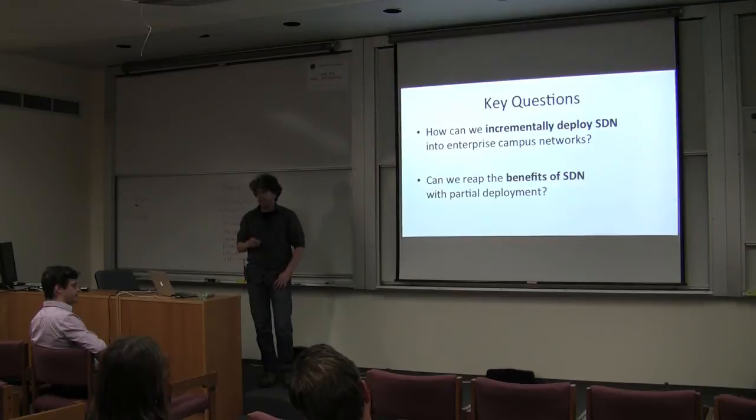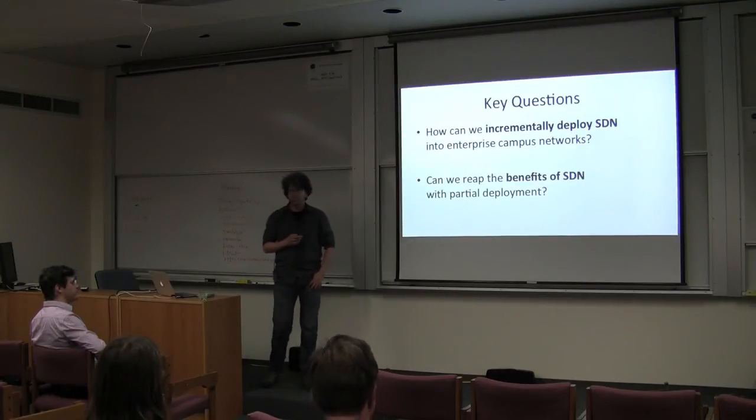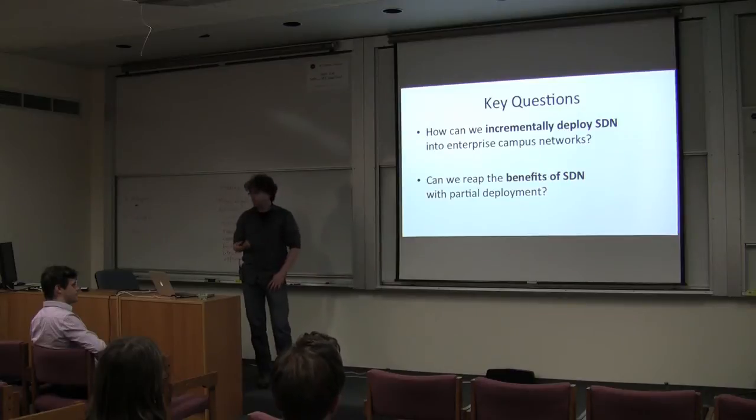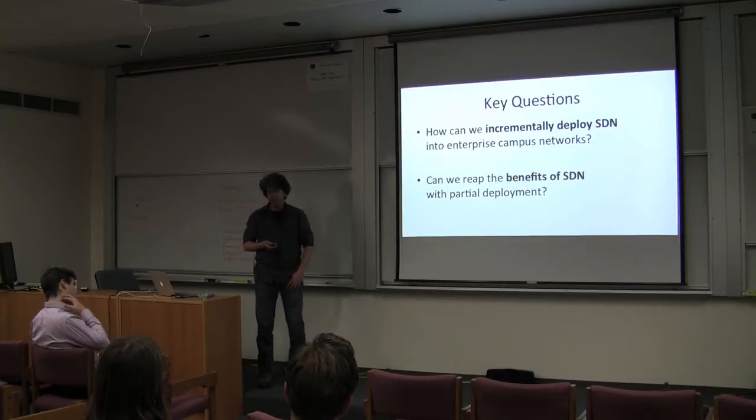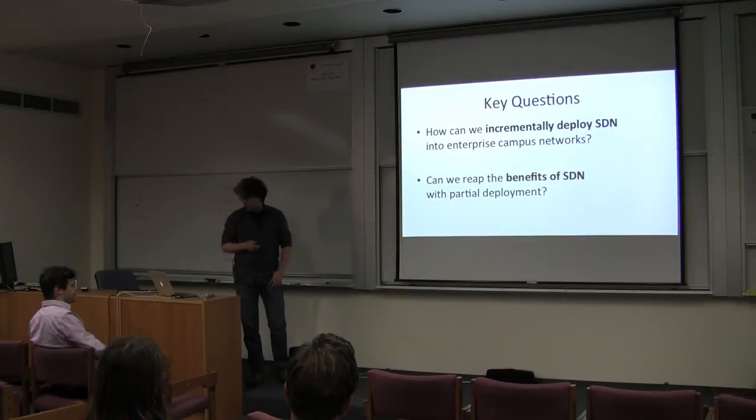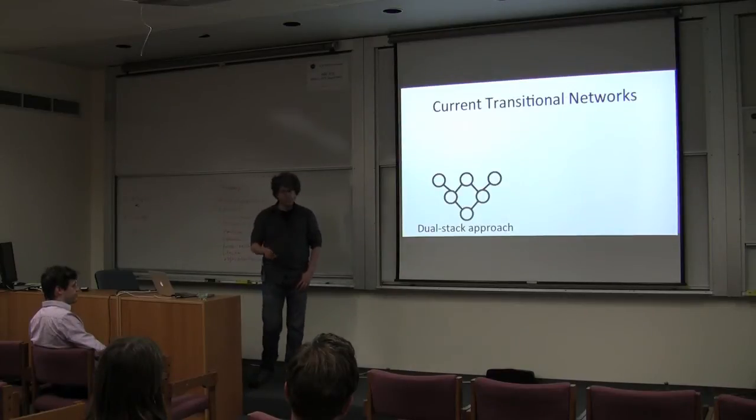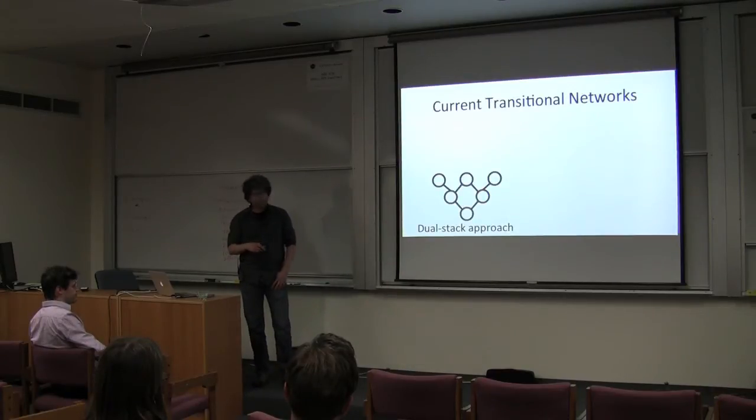So given that reality of the need for incremental deployment, we want to ask two key questions. So how can we incrementally deploy SDN into existing enterprise networks? And is it possible to actually reap the benefits of SDN given just a partial deployment? So let's look at the very first question and sort of take a step backwards to look at how current traditional networks actually look.